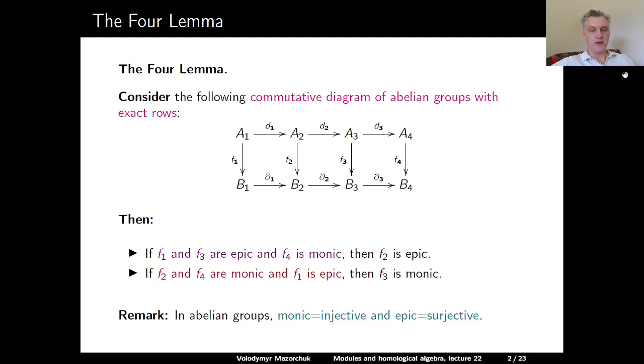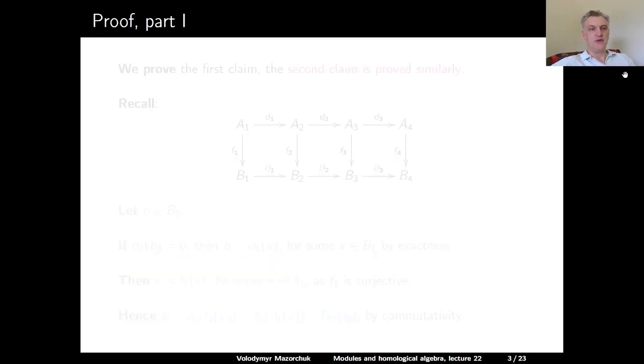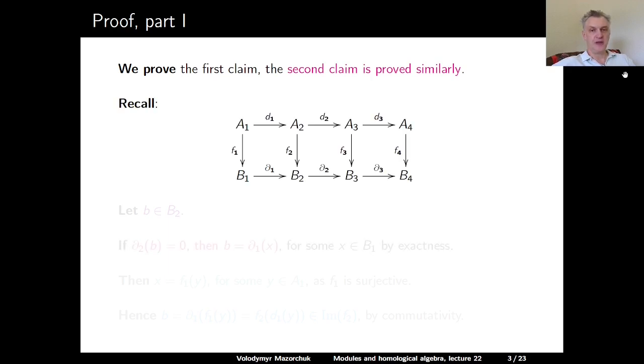So today, we will work with abelian groups, and we will use the term monic interchangeably with the term injective, and similarly epic interchangeably with the term surjective. So we will prove the first claim of this lemma, and to prove the second claim is an exercise. So here is a diagram which we have, and we assume that f1 and f3 are surjective, and that f4 is injective, and we want to prove that f2 is surjective.